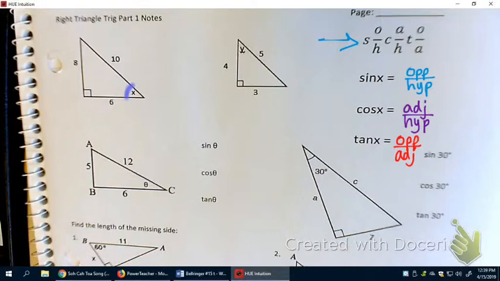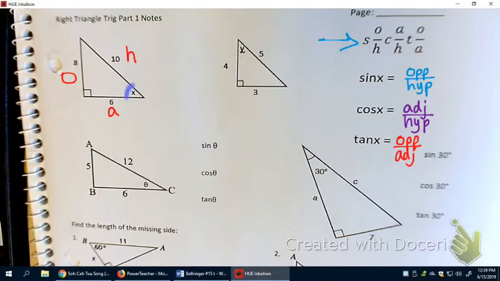Well, the hypotenuse is always across from the 90. Always. No matter which angle you're looking at. Across from the 90 is the hypotenuse, so that's the H. Now, the angle that we're looking at is that blue one. The side across from the blue one is the O. So in this case, 8 is O, because that's the opposite. And then the other one that's left is the A. That's the adjacent.